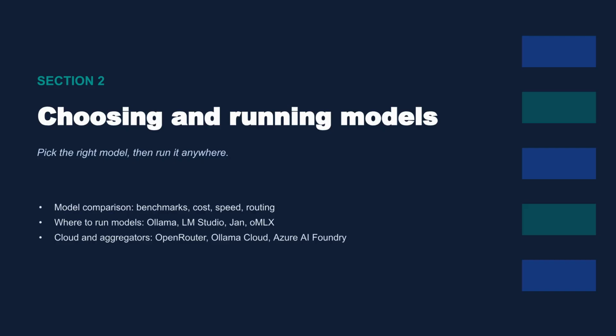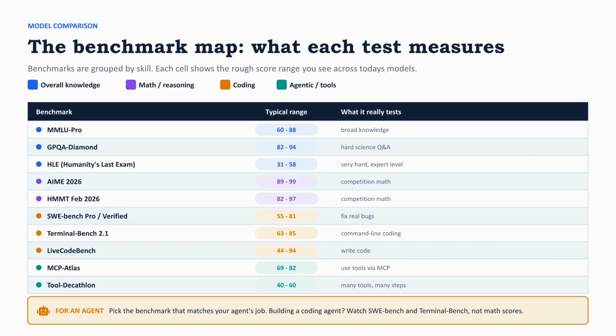Section 2. Choosing and running models. Benchmark map. Benchmarks are just group tests, each measuring a skill like overall knowledge, math and reasoning, coding, or agentic tool use. Each test has a rough score range across today's models, so you know what a good number looks like. The single most useful habit is to stop chasing one global ranking. Pick the benchmark that matches your agent's actual job.